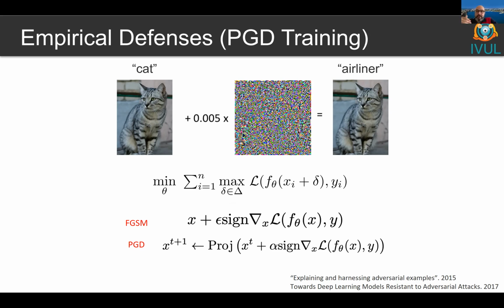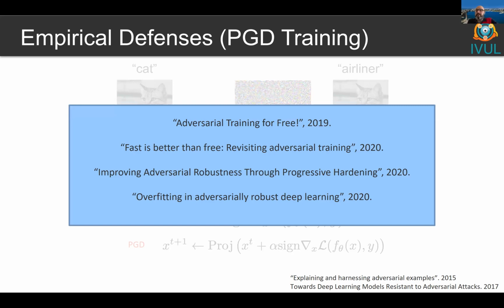So if you do too much of this optimization to find the worst case perturbation, you're going to be expending a lot of computation just to find that. So people just do a few iterations of PGD given the current network for each of the samples, and that's it. There's been a plethora of papers out there on how to make it better.